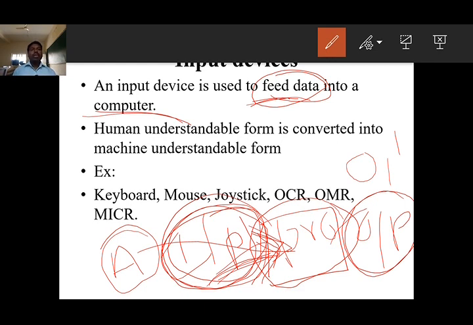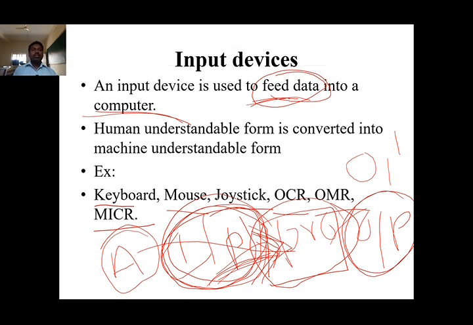In day-to-day life, a number of input devices are available. For example, keyboard, mouse, joystick, OCR, OMR, MICR. So, these are all the well-known input devices. Understand? So, what is an input device? An input device is used to feed data into a computer. After entering the data, the human understandable form is converted into machine understandable form.